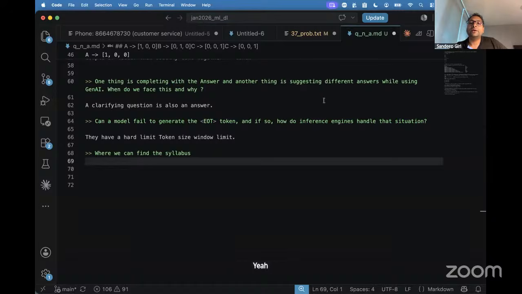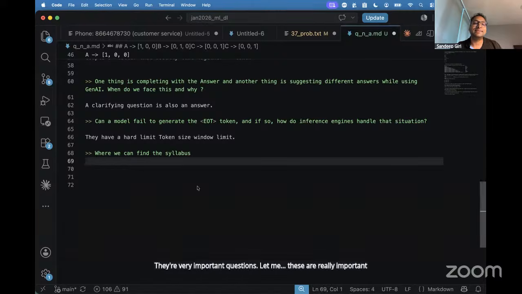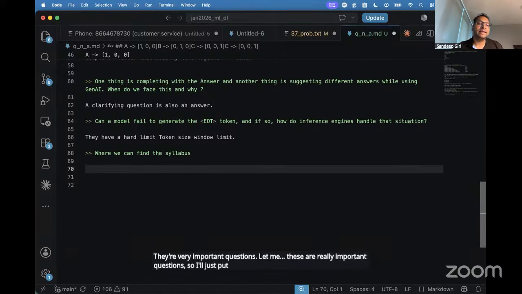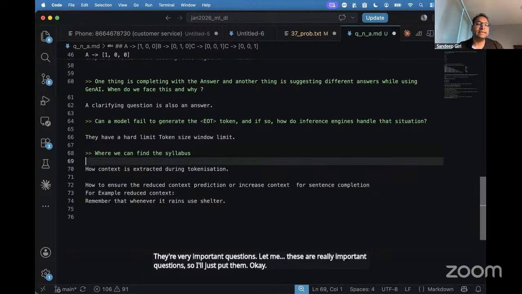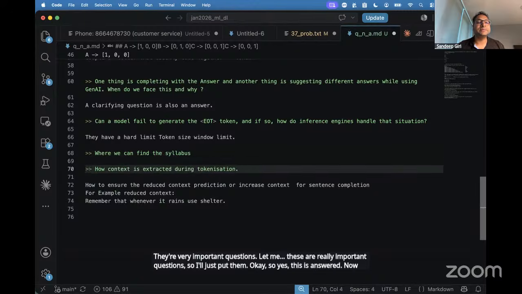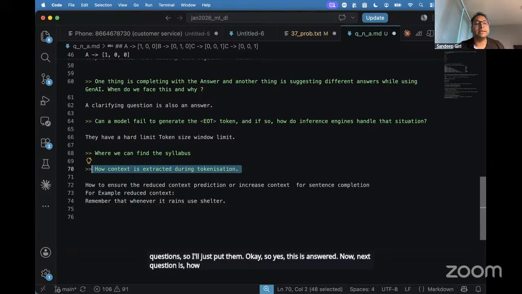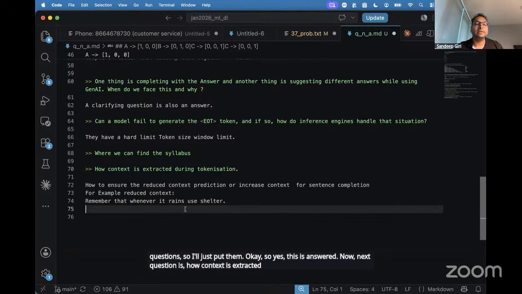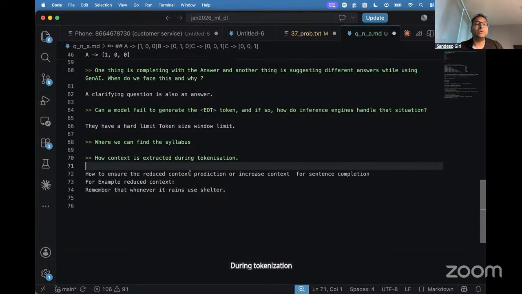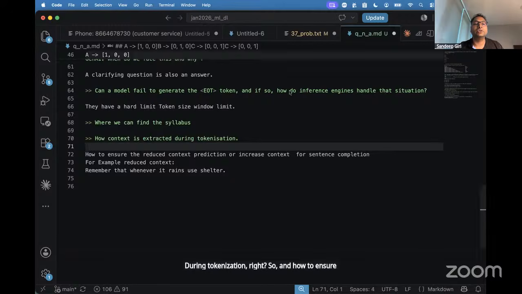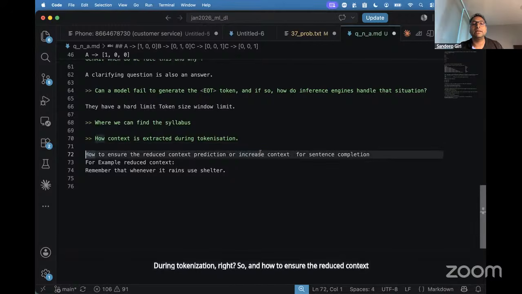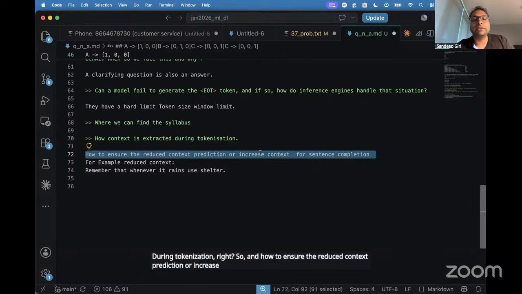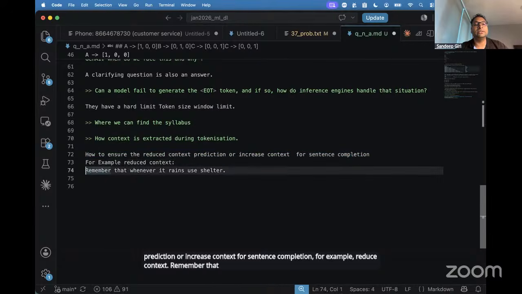These are really important questions. So yes, this is answered. Now, the next question is how context is extracted during tokenization, and how to ensure reduced context prediction or increased context for sentence completion. For example, reduce context: remember that, whenever it rains, use shelter.